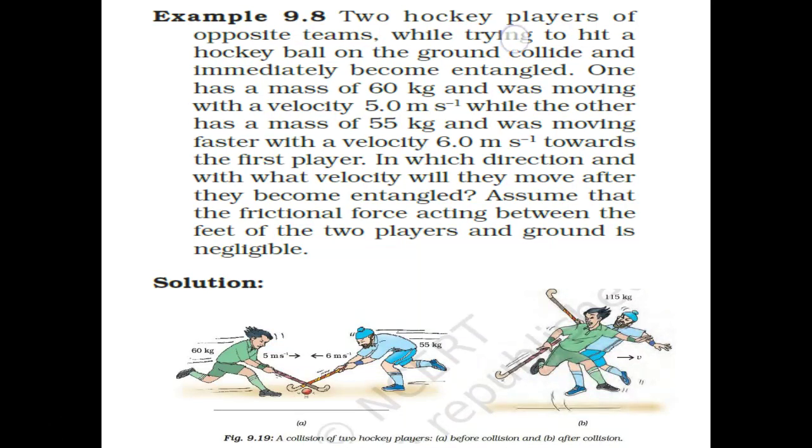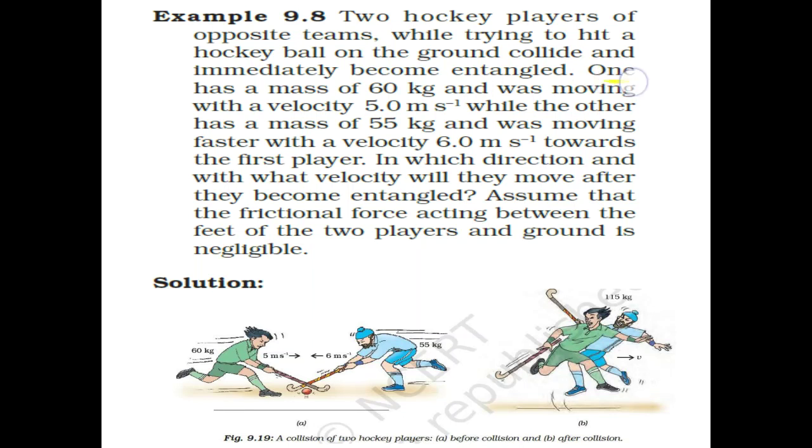9.8, two hockey players of opposite teams. These are two hockey players and these both are of opposite teams. While trying to hit a hockey ball on the ground, they collide and immediately become entangled. Entangled means their hockey sticks got entangled with each other. Now what is happening? These both are moving together here and there. Wherever they are going, they are moving together. Simply we can say that these both become a single system.